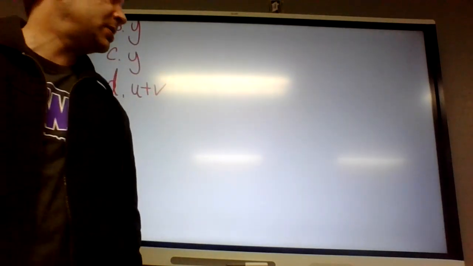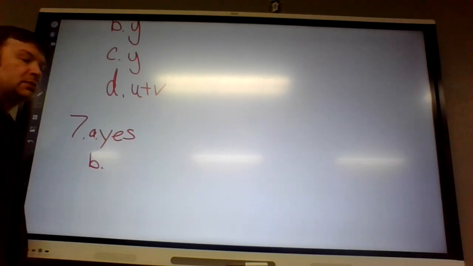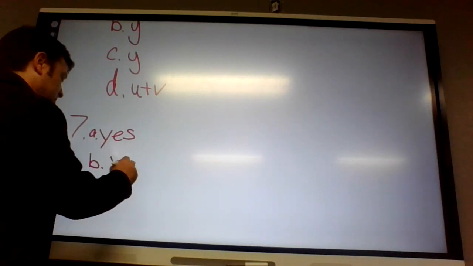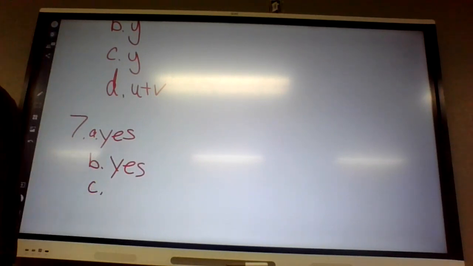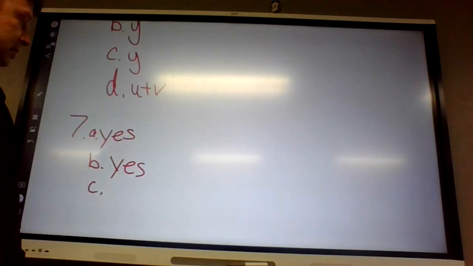Okay, number 7, state whether each proportion is correct. So these are yes, no. Does A over C match B over D? Yes, those do match. Does B over A match D over C? Yes, that is following the pattern. Does C over D match B over A? No, they're going the wrong direction.